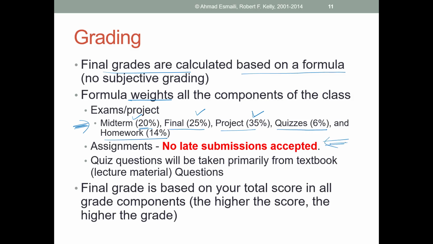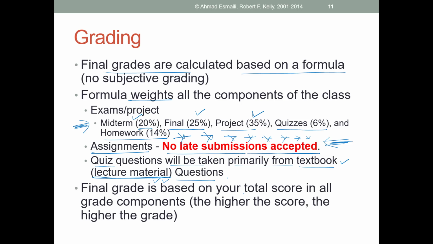Now about the submission for assignments, that includes the project as well. No late submission is accepted, right? So please remember this thing. No late submission is allowed. So please plan ahead of time. Don't wait for the last moment, because if you are late even by a few hours, you will not be given any credit. Quiz questions will be taken primarily from our lecture, the textbook. If you have it, great. Otherwise, it's the lecture material. The quiz questions are going to be straightforward, based on the contents from the lecture slides.